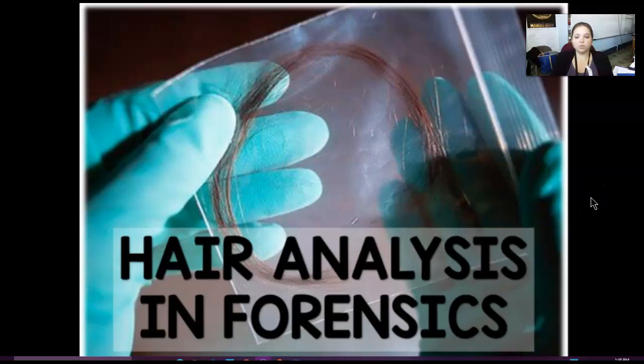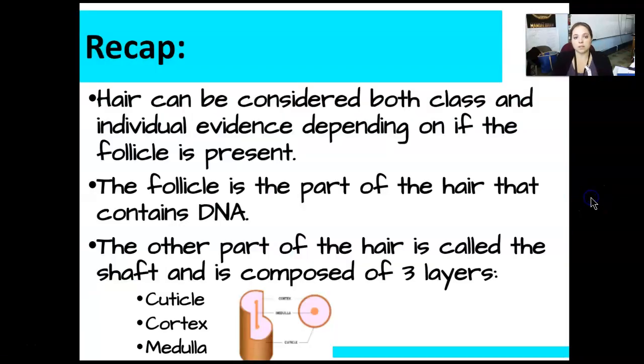All right, so part 2 of hair analysis and forensics. So we're going to do a little recap. Remember, it can be considered class, where you could say it's a group of people, or individual. You can narrow it down to one person, but it can only be that way if you have the follicle, because in the follicle, it has the DNA, which can link to a person. Other parts are composed of the cuticle, cortex, and medulla.